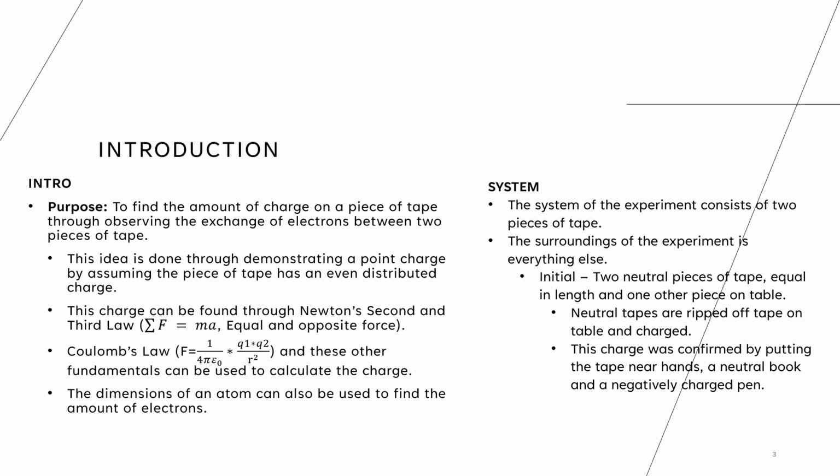The system of this experiment is two pieces of tape. The surroundings is everything else in the room. The initial state is two neutral pieces of tape equal in length and one other piece on the table. Neutral tapes are ripped off the tape on the table and charged. The charge was confirmed by putting the tape near your hands, a neutral book, and a negatively charged pen.